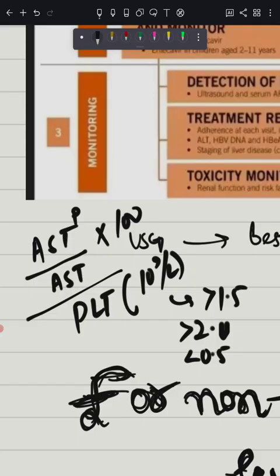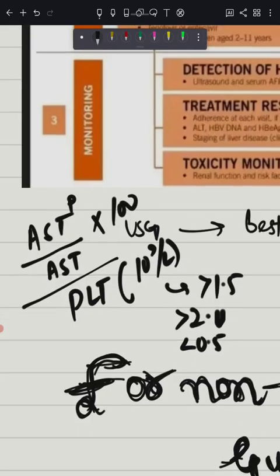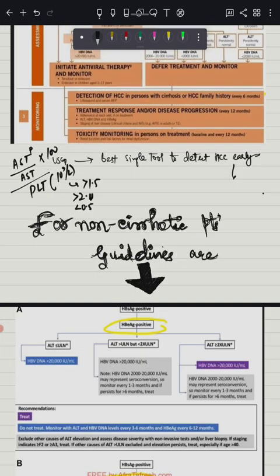Why is this APRI used? Because it's cheap, it only needs 2 blood tests, that's CBC and LFT, and it's good for rural and OPD sites. Limitations: it's not very accurate, it's affected by hemolysis, alcohol, etc. And another is the FIB4 index.